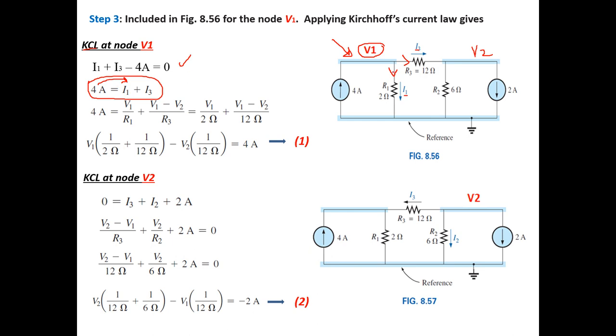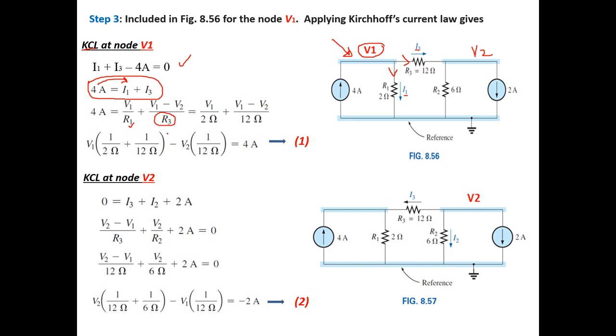For I1 here, again, it's its voltage divided by its resistance. We know its resistance, which is R1, but its voltage, what? VR1 is the potential difference between the highest point, which is V1, minus the lower point, which is 0 volt, so it will be V1. Okay, then plus I3.